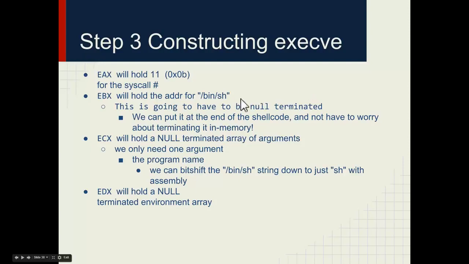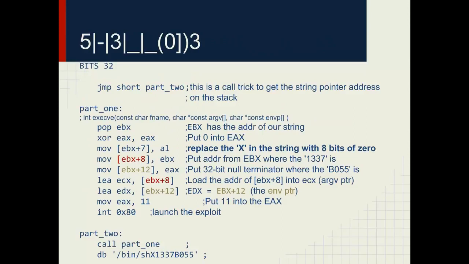So we're going to have to find some way to hold the string binsh and have it be null terminated. And we're also going to have to find some way to hold a null terminated array of arguments. We're only going to need one argument, the program name. And we're also going to have EDX point to a null terminated environment array. So there's a lot of nulls we have to add in. Obviously, we can't just have them statically in there.